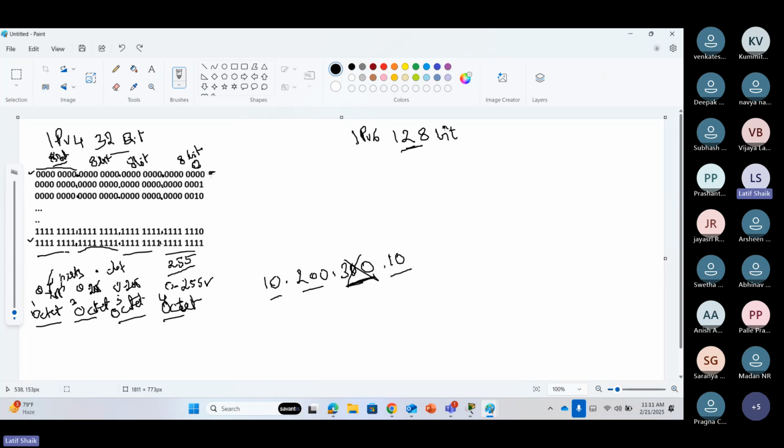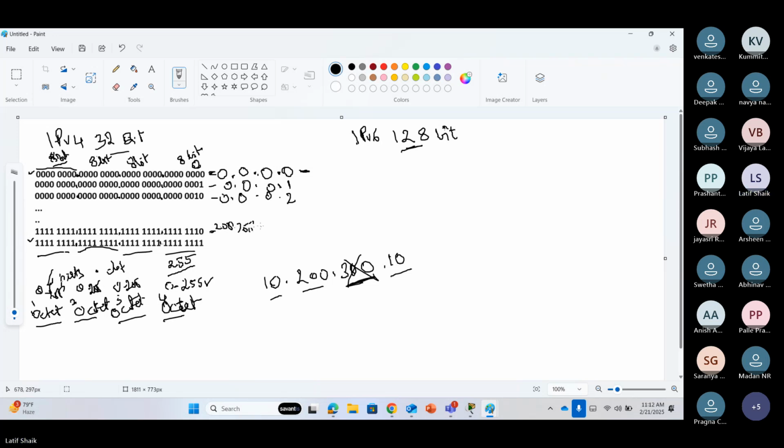So I'm writing from all zeros to all ones. This is all zeros: 0 dot 0 dot 0 dot 0. This is the starting one of the range. Then the second one is 0.0.0.1, the third is 0.0.0.2. It keeps on going 2, 3, 4, 5, 6 like that, and reaches the very last but one.